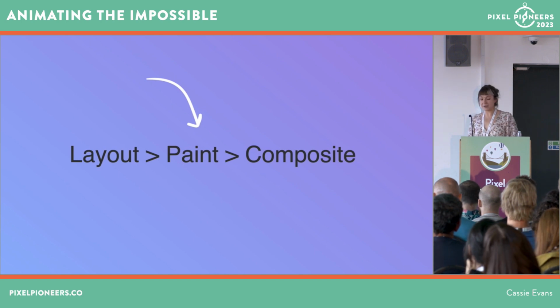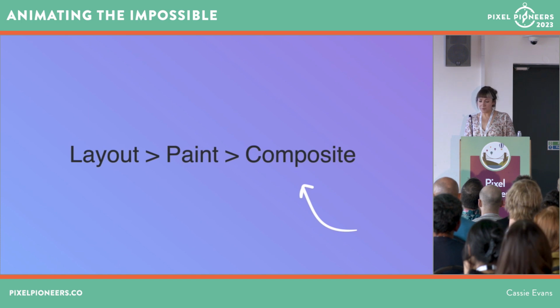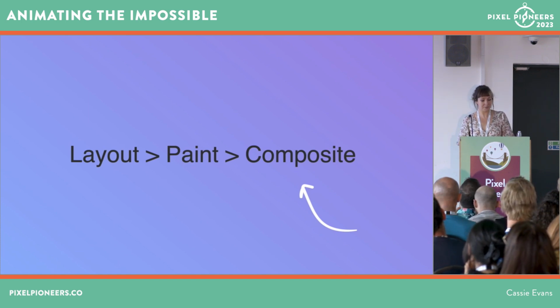So if we animate stuff like background color, we're hitting the paint step, so we don't trigger layout, but it's still quite expensive for the browser to figure out. Transforms and opacity, just the final composite stage. So that's how you get buttery smooth animations.